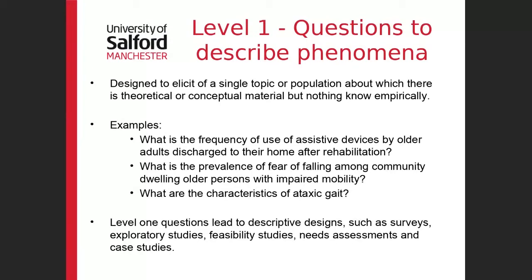So for example, what's the frequency of assistive devices? What's the prevalence of fear of falling amongst community dwelling adults? What are the characteristics of a certain type of gait pattern? We're not trying to understand any relationships here. We're just trying to describe a particular phenomenon. So if we're just trying to describe, for example, the prevalence of a disease in a population, so what's the prevalence of coronavirus amongst younger people in schools, that's just a level 1 descriptive study. We're not trying to understand a relationship of any form.